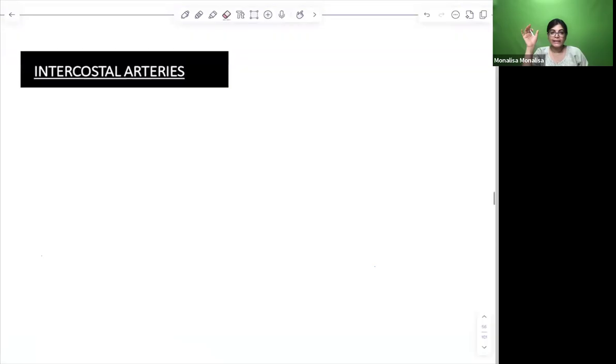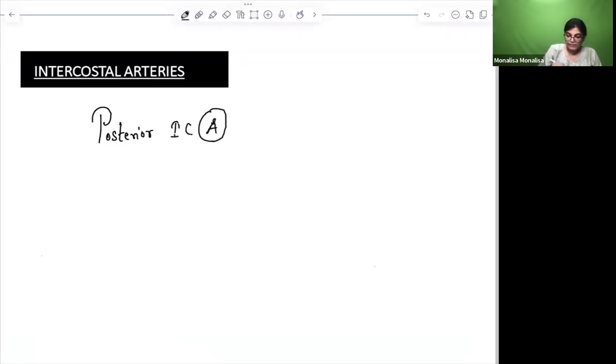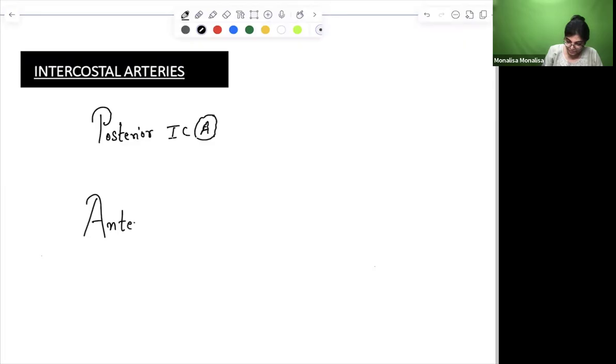Now, intercostal arteries are very important. So we have got posterior intercostal arteries and we have got anterior intercostal arteries.